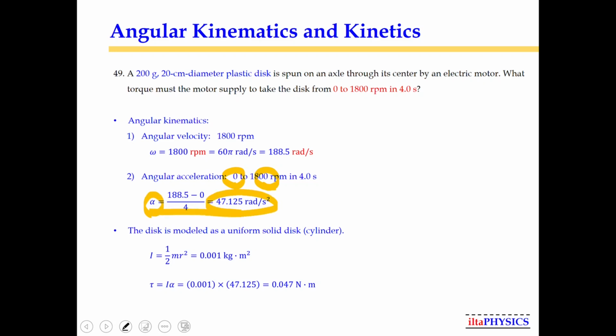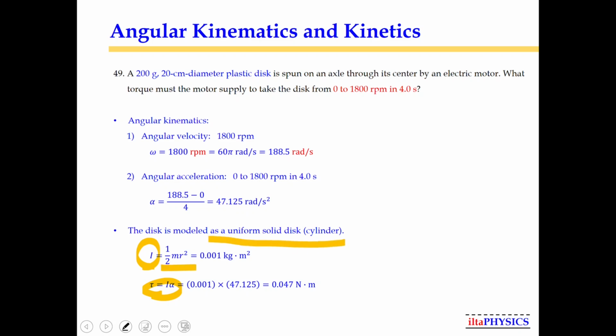Now, to calculate the torque that creates this rotational motion, we can first calculate the moment of inertia using the mass and size of the disc. Then, the final torque is calculated as the product of the moment of inertia and angular acceleration, resulting in 0.047 Newton meter. This problem can be solved simply by using the several formulas we summarized earlier in the proper order.